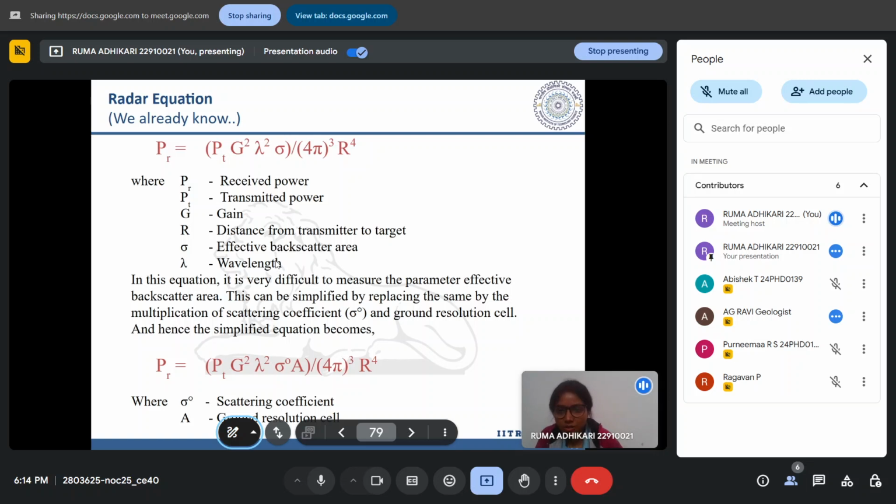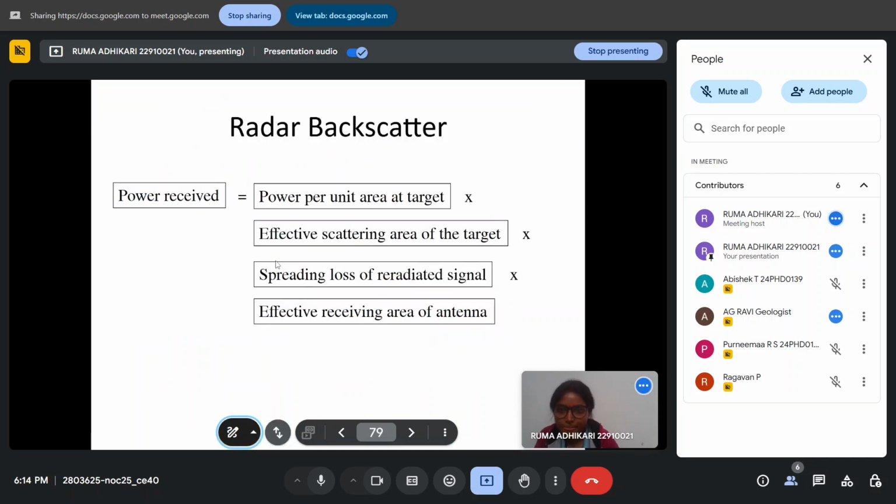We have seen already the equations, the received power, transmitted power, what are the different parameters. Finally, we work with power, or we are interested in the received signal or received power, and with that we will measure the range and azimuth resolution. So radar backscatter, what is it?